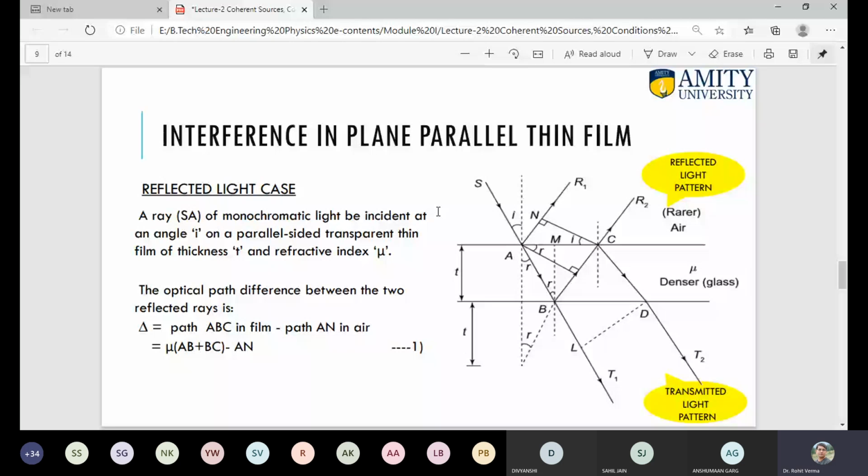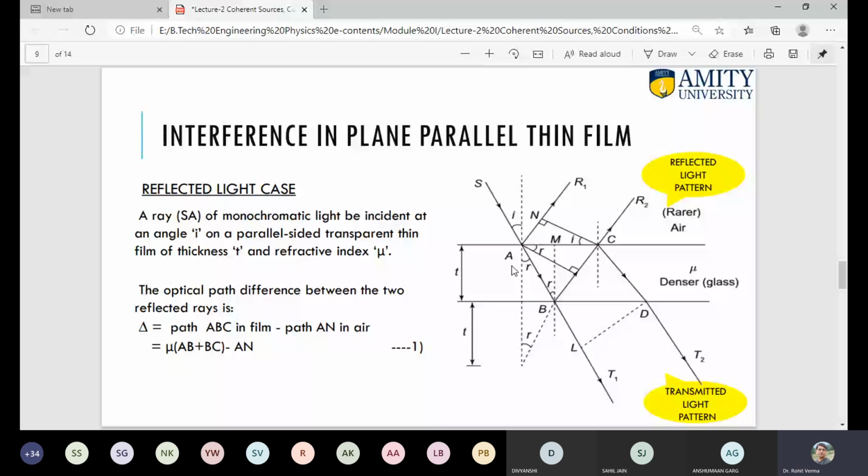Those colored bands are obtained due to the interference phenomena, due to the division of amplitude. So the same thing we have to discuss. The same thing is kept in your syllabus, and what is the theory behind that? This we are going to discuss in this case.